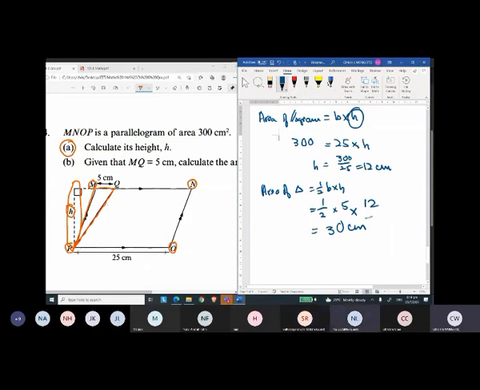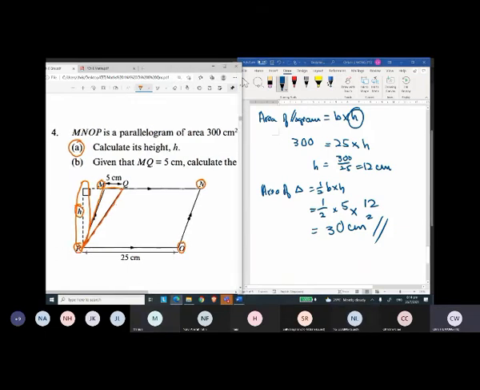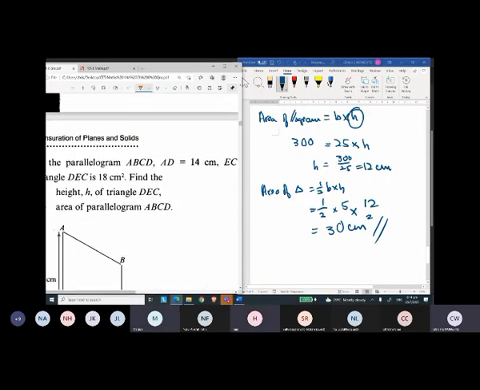30 cm, 30 cm what? Square. That's square. The same square. You don't put a square there. Yes, I got it right. Very good.